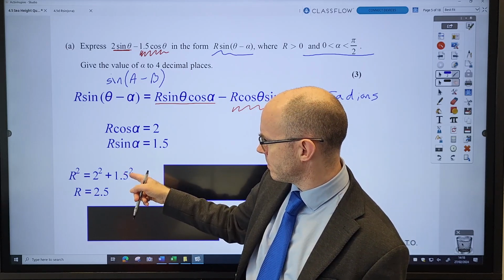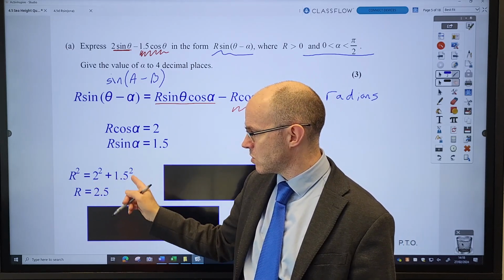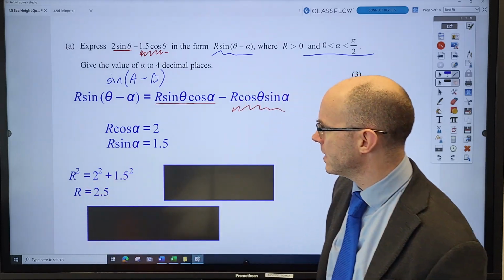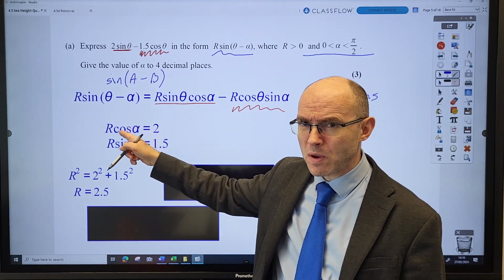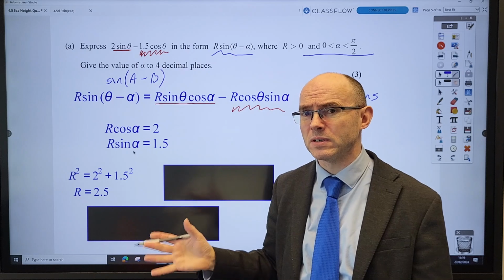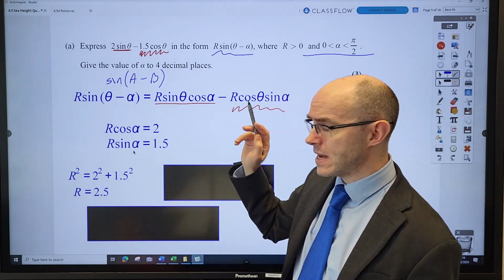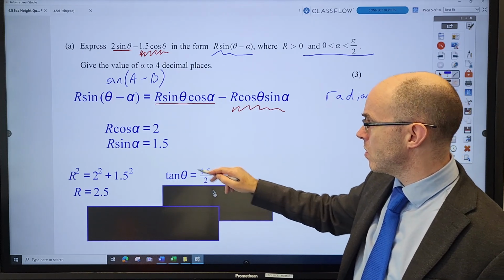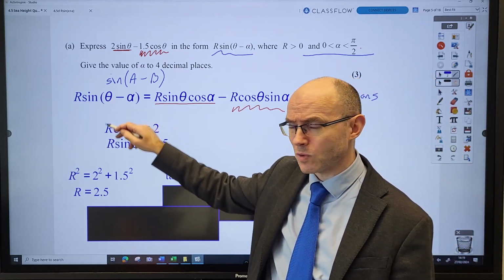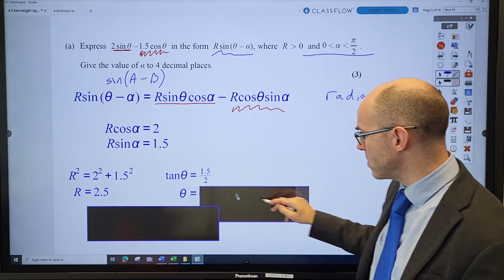4 plus 2.25 is 6.25, square root of that is 2.5. Then to work out what alpha is, just do that one divided by that one. Do it that way round, because we use the identity tan alpha is sine alpha over cos alpha. So that means that tan alpha is 1.5 over 2. The r's cancel, of course. Inverse tan of 1.5 over 2.